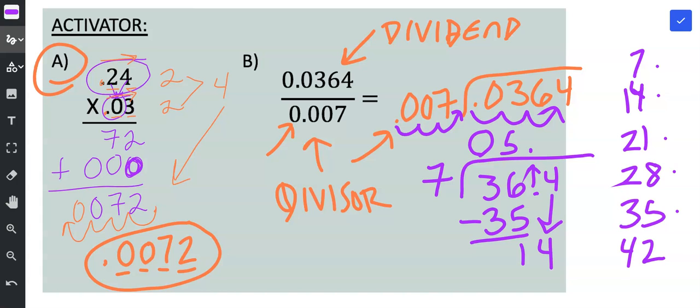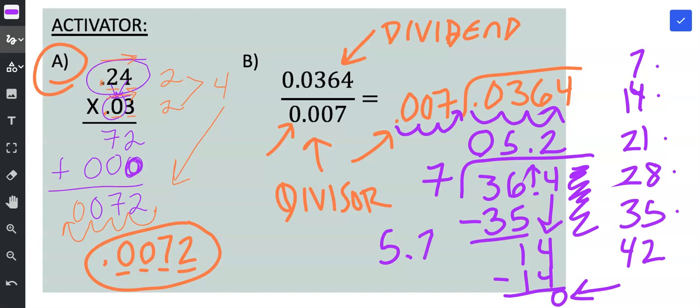All right, now how many times does 7 go into 14? 2 times. 7 times 2 is 14. We subtract and get a remainder of 0. We know that we are finished with this problem because there is no number to bring down, and we have a remainder of 0. So our final answer is 5.2. That is our quotient.